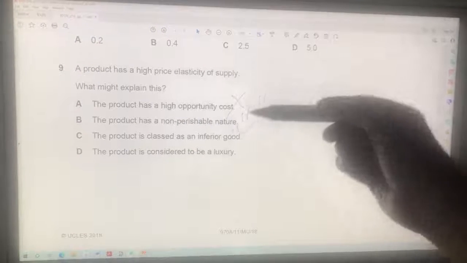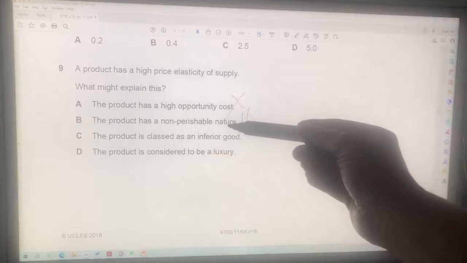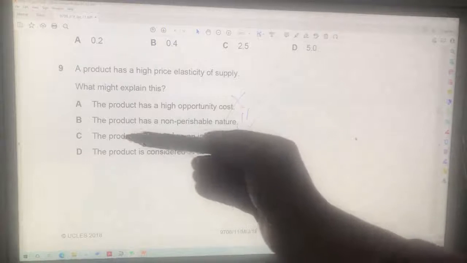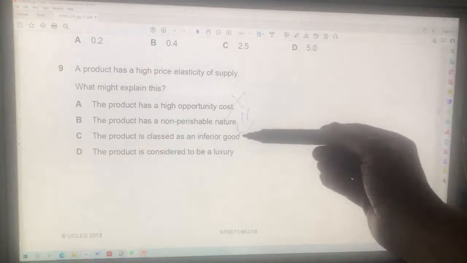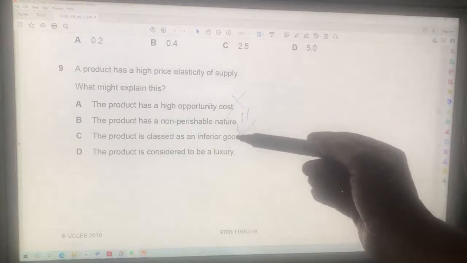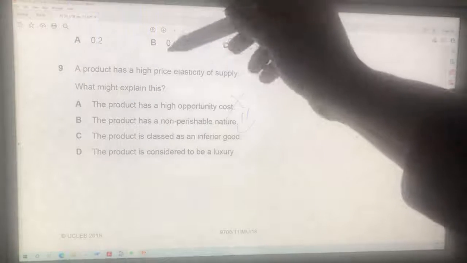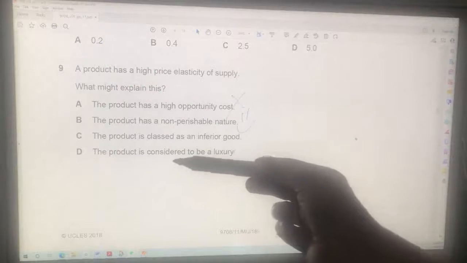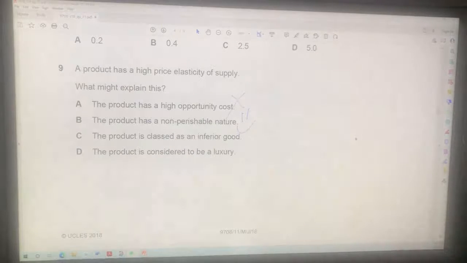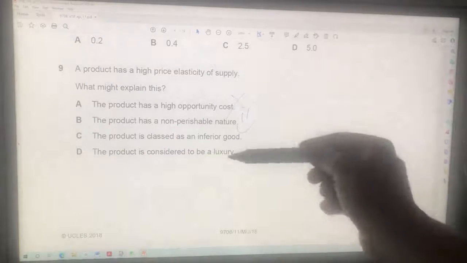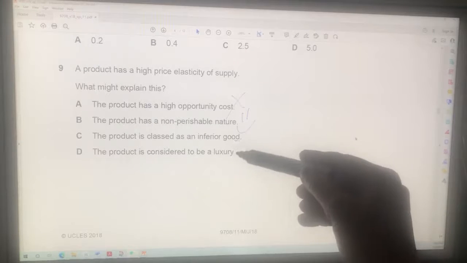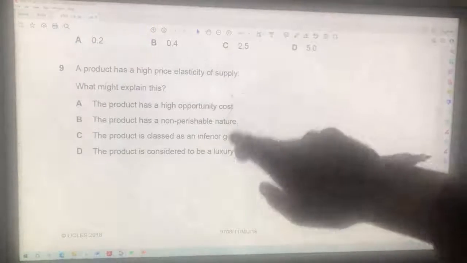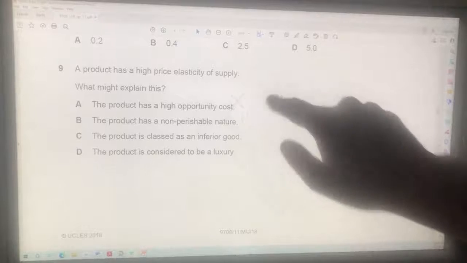So, yes, B, you can produce this product and store it for later when the prices increase, for example. C says the product is classed as an inferior good, but that affects the elasticity of demand, but not necessarily the elasticity of supply. So not C. And D says the product is considered to be a luxury. And if the product is a luxury, the demand curve is probably highly elastic, but this says the elasticity of supply. So answer for 9 is B.